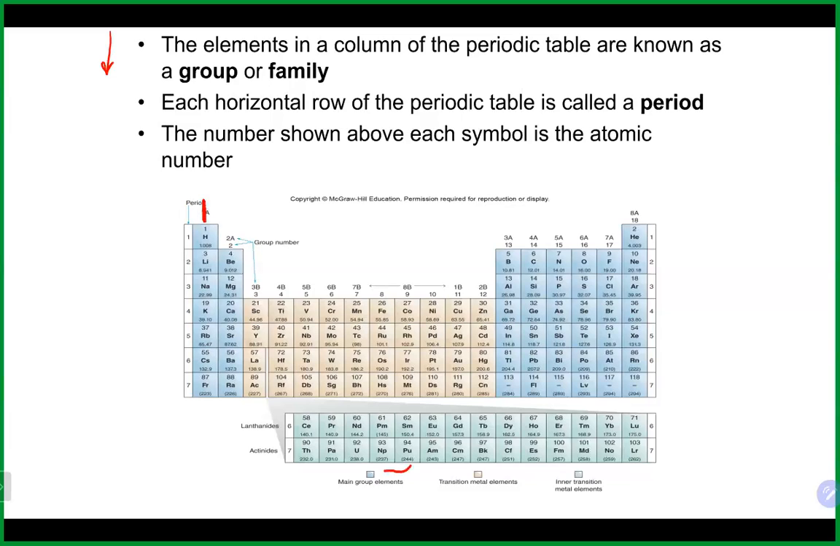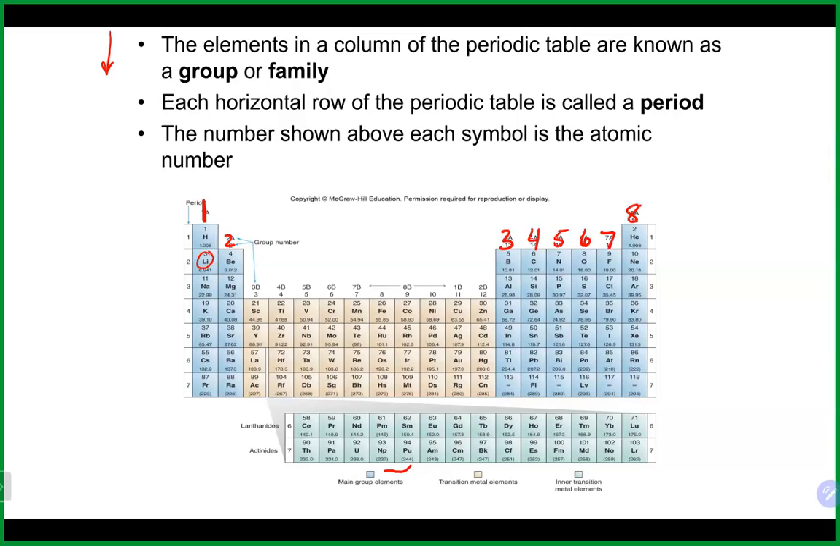It actually starts with lithium, by the way. We'll talk about why that is in a second. Group number 2 is right next door. We actually skip the middle part. Group number 3 is right there. That's group number 4, that's group number 5, that's group number 6, group number 7, and group number 8.